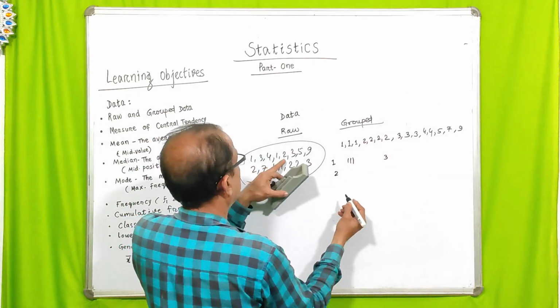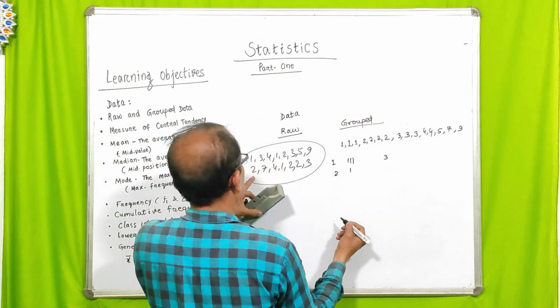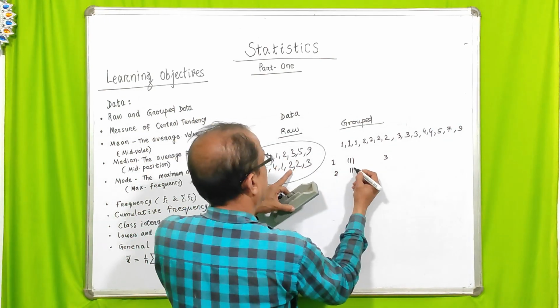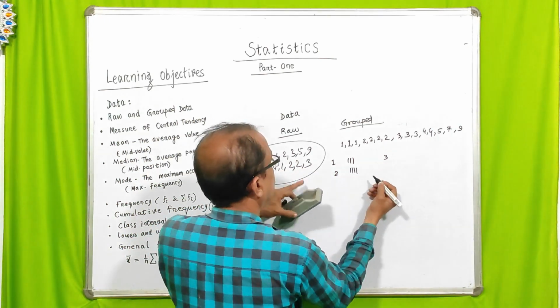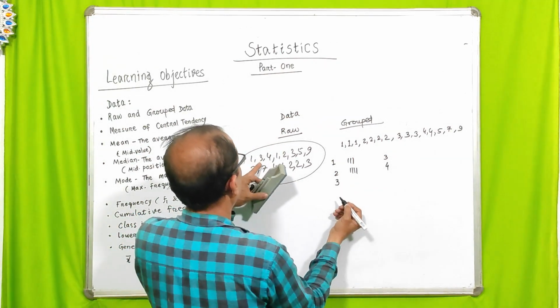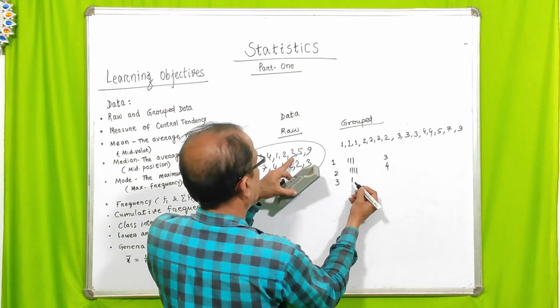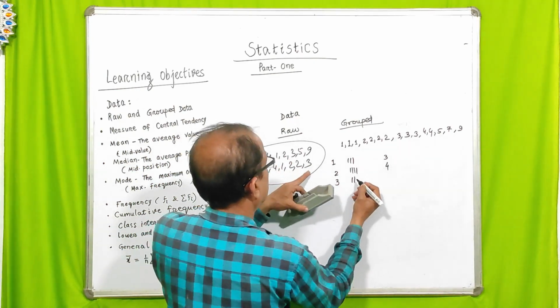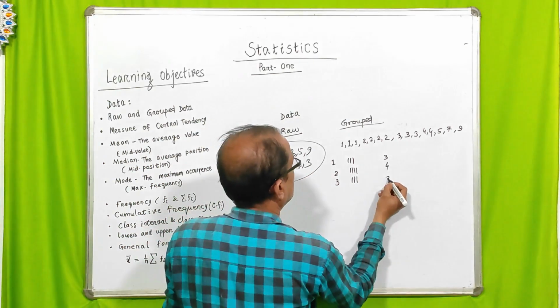2, there is another 2, there is another 2, there is another 2. So there are 4 2's. Then take 3, there is the first 3, then the second 3, and there is another 3. So there are 3 3s.